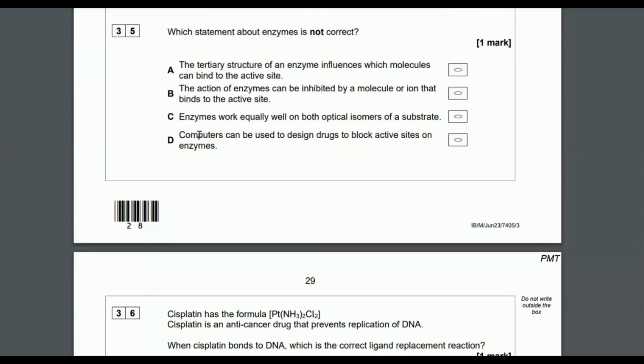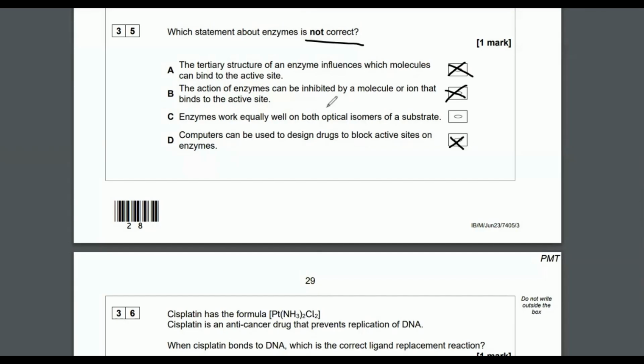Only two more questions to go. Let's smash these out. Which statement about enzymes is not correct? The tertiary structure of an enzyme influences which molecules combine to the active site. That is correct. Obviously their tertiary structure, their three-dimensional shape, is important as to what things can fit in, like a lock and key. The action of enzymes can be inhibited by a molecule or ion that binds to the active site. That's absolutely true. So we're looking for the not correct. Enzymes work equally well on both optical isomers of a substrate. No, that's not true. Computers can be used to design drugs to block active sites on enzymes.